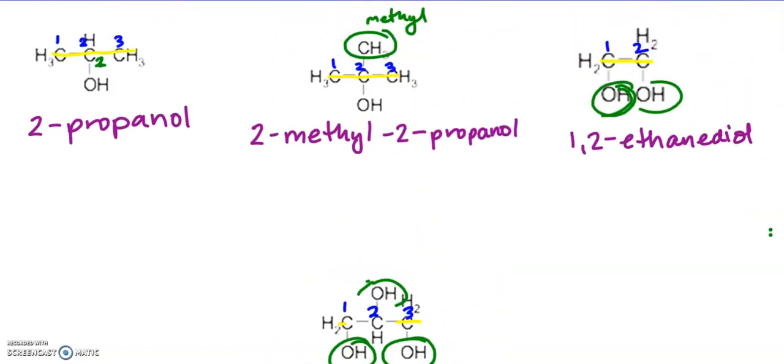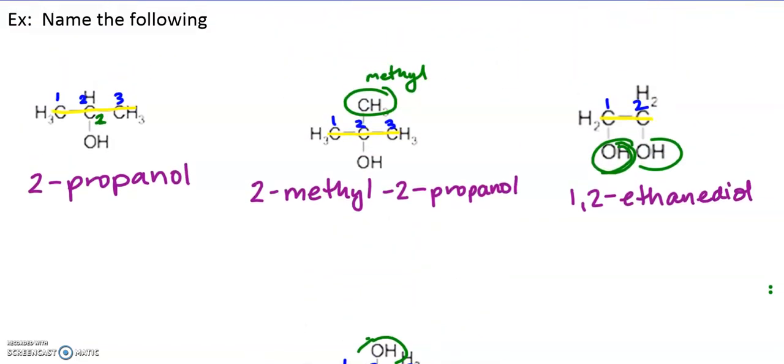So it's important to remember that you have to name where your alcohol is. The ending changes to an OL. And any other substituents you do just like you would with any other alkane or alkene or alkyne.